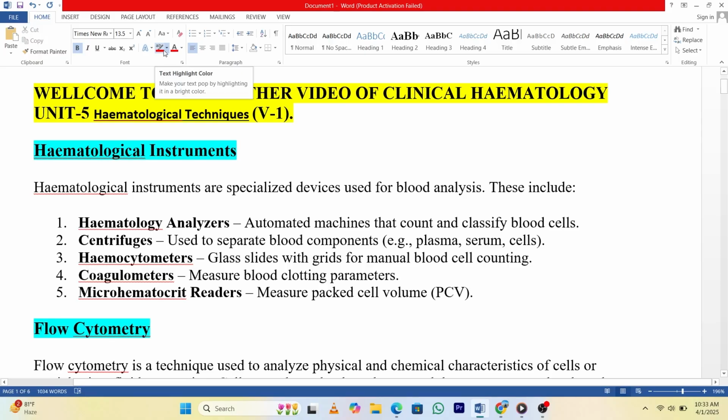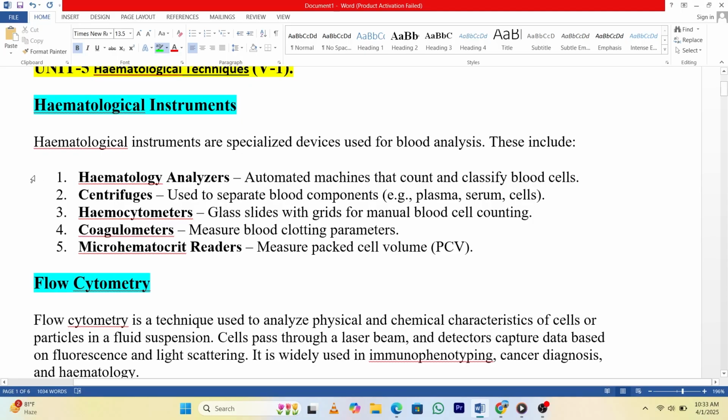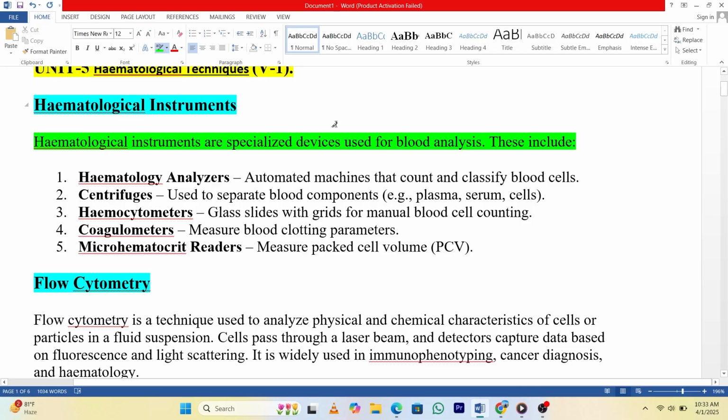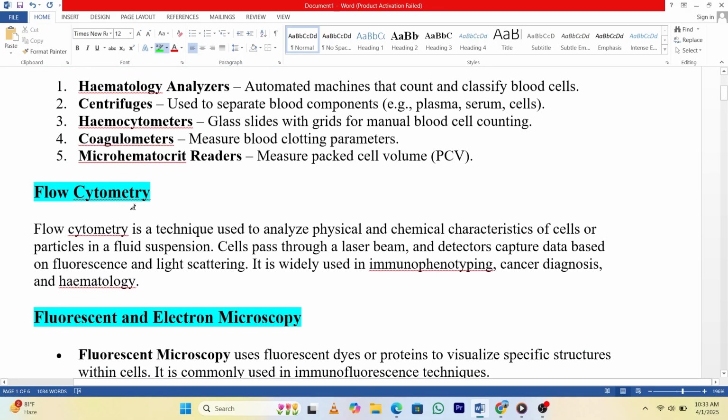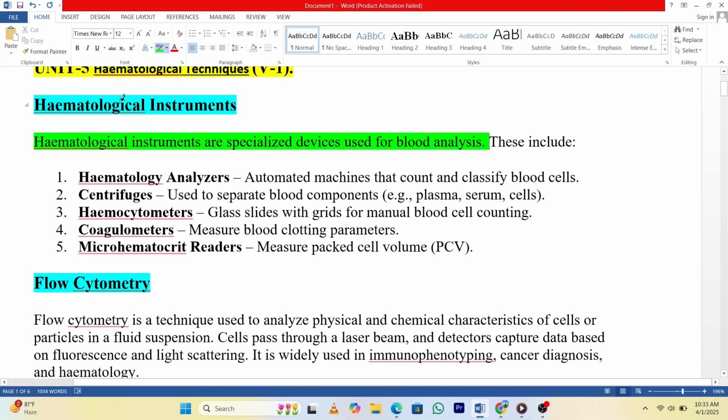First video. Haematological Instruments. Haematological instruments are specialized devices used for blood analysis. These include: 1. Haematology analyzers, automated machines that count and classify blood cells. 2. Centrifuges used to separate blood components, e.g., plasma, serum, cells. 3. Hemocytometers, glass slides with grids for manual blood cell counting. 4. Coagulometers measure blood clotting parameters. 5. Microhematocrit readers measure packed cell volume, PCV.